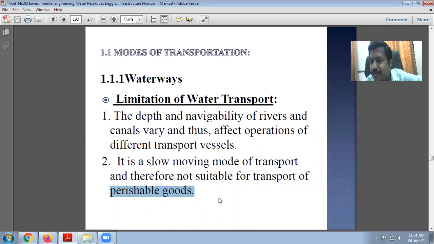We require some fast medium to take those products in our country. So that is not suitable for perishable goods. Perishable means some fruits, salads, and all those vegetables.